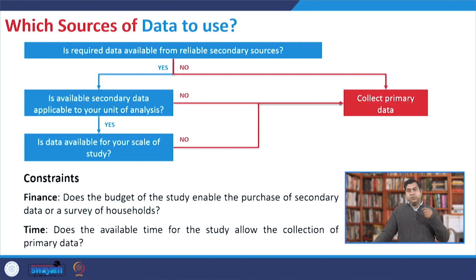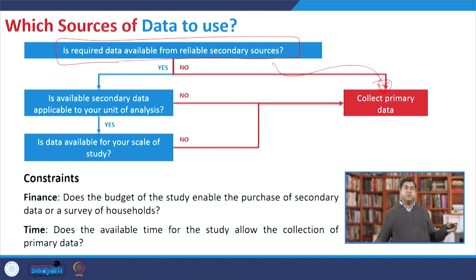Now let us understand when to go for primary survey or primary data collection. If you have the information available which can serve the purpose of the research, unnecessarily we don't need to go for a primary survey. So the first question is: is the required data for your research available from secondary sources like census data, government reports, past research, other valid documents? If the answer is no, then you have to collect the primary information.